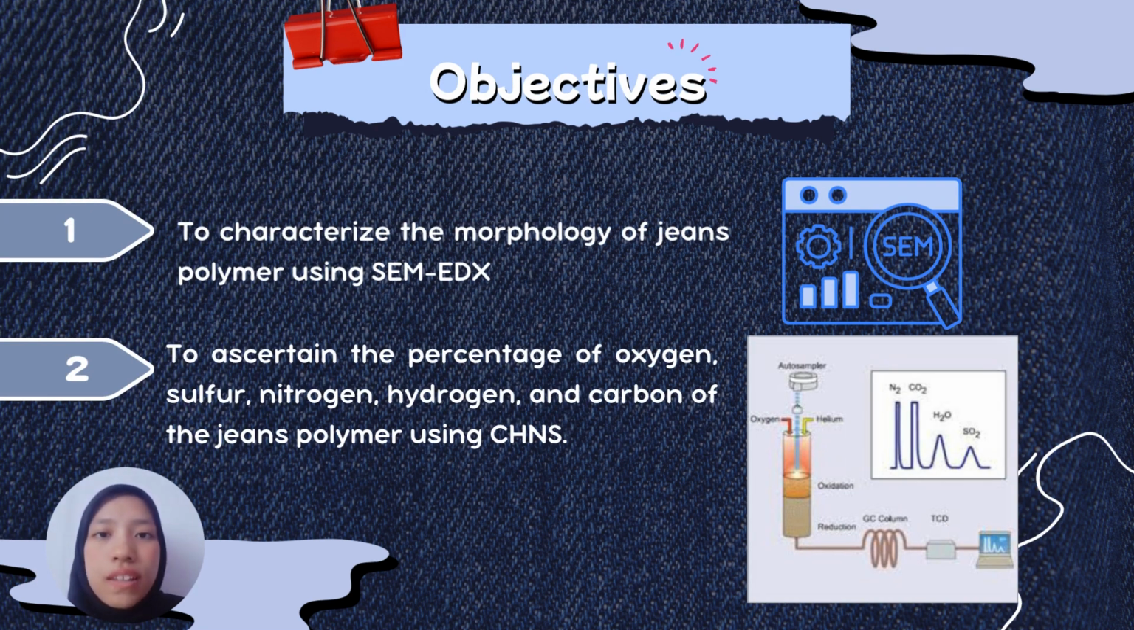Moving on to the objective of this study. In this study, we have chosen to analyze and characterize jeans fabric. We aim to characterize the morphology of jeans polymer using SEM, and the second objective is to ascertain the percentage of oxygen, sulfur, nitrogen, hydrogen, and carbon of the jeans polymer using CHNS.